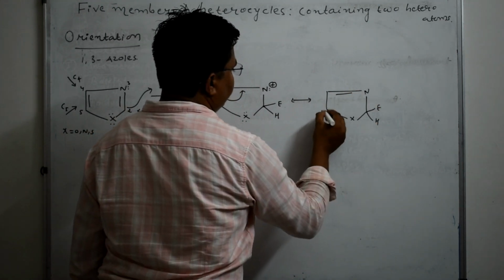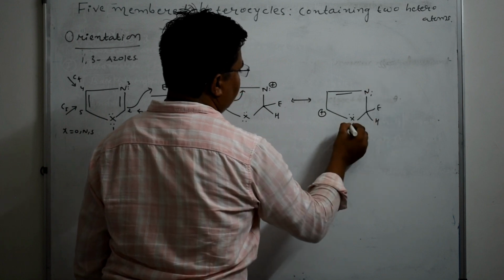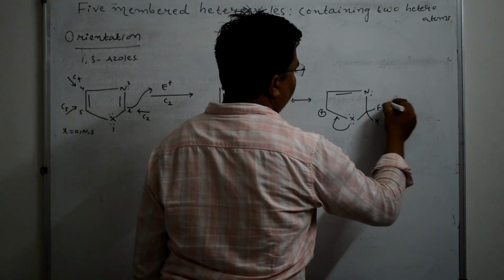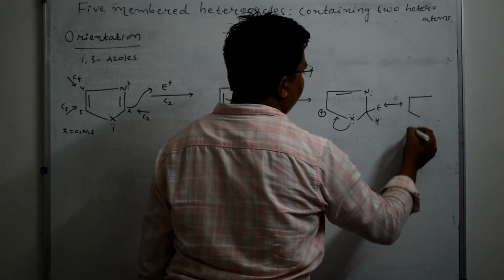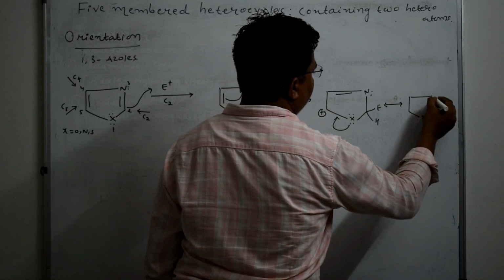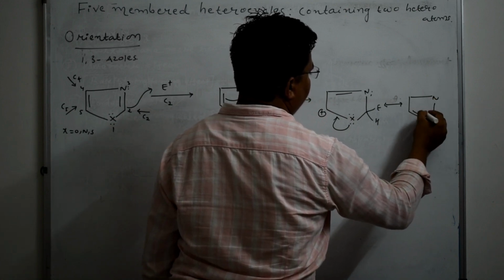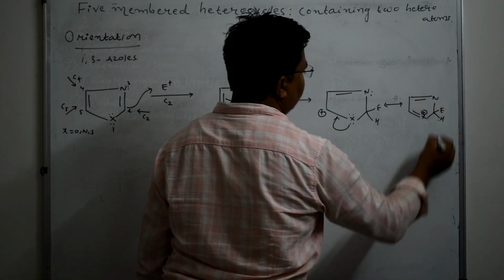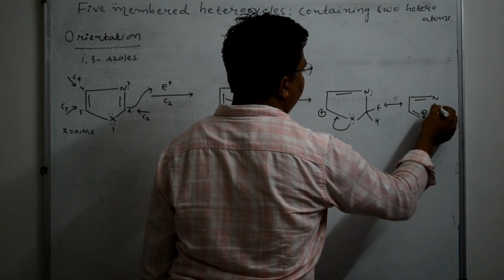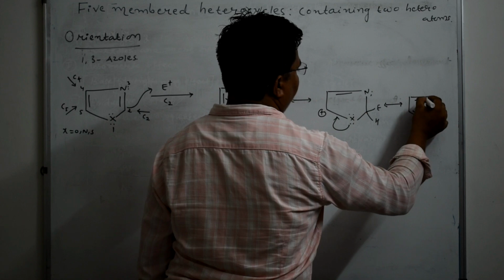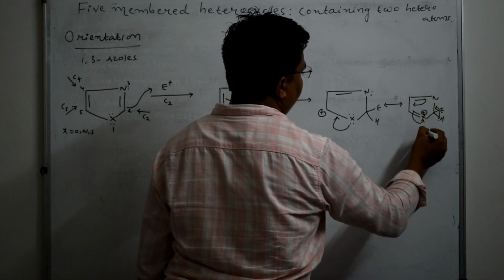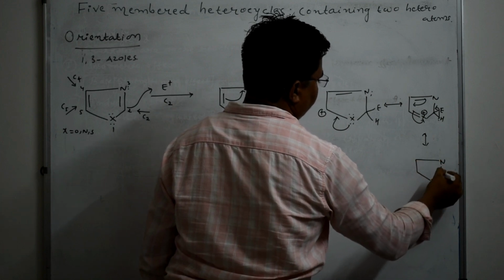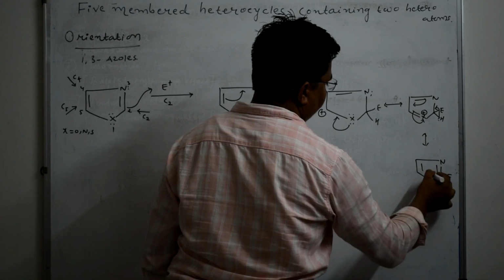So this will become a positive charge. This lone pair will be transferred over here. So in this case, X will become positive charge. Here is your E and here is your H. H will be eliminated. So this will migrate over here, this will migrate over here, and this will migrate over here. So you will get your final structure, which looks something like this, right?